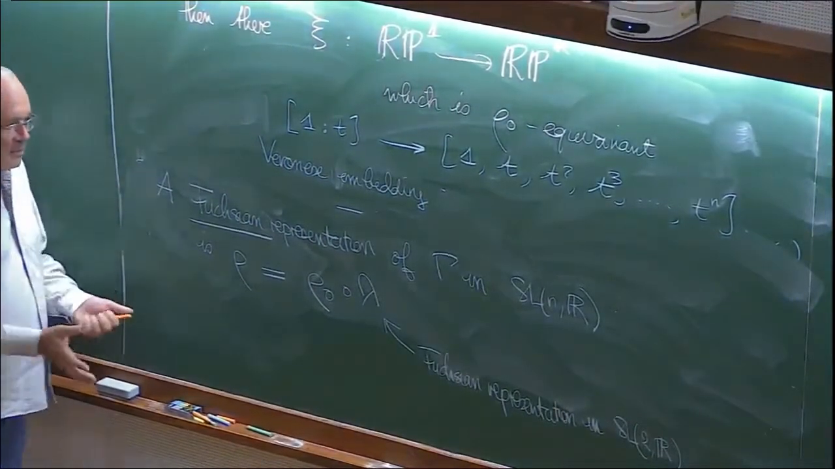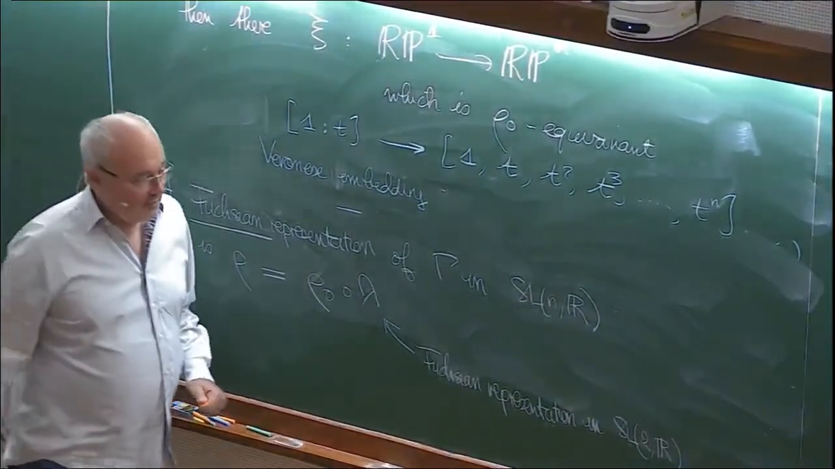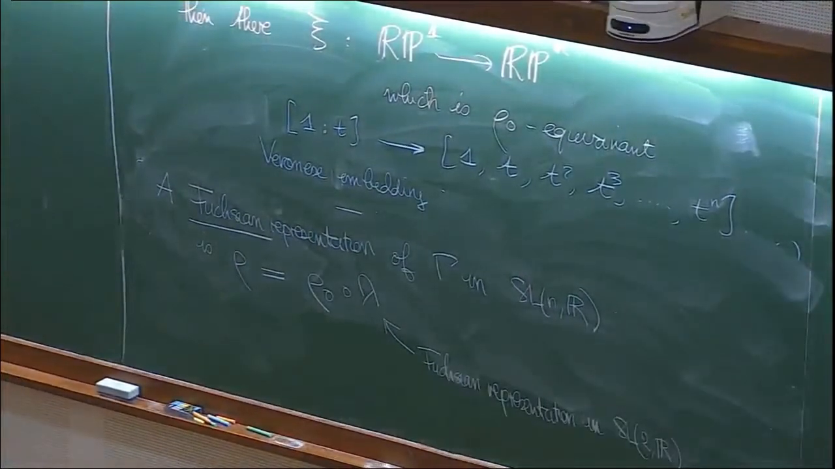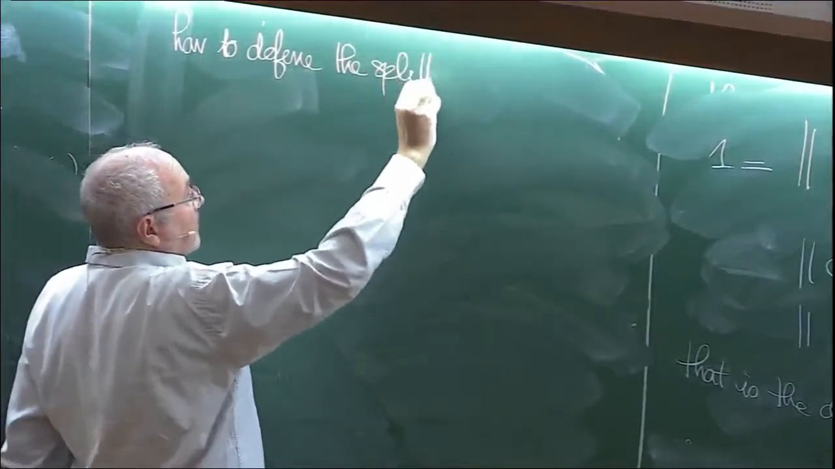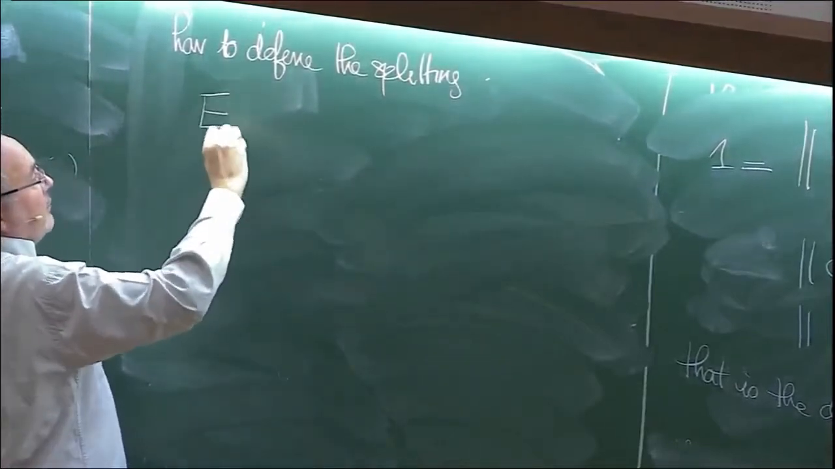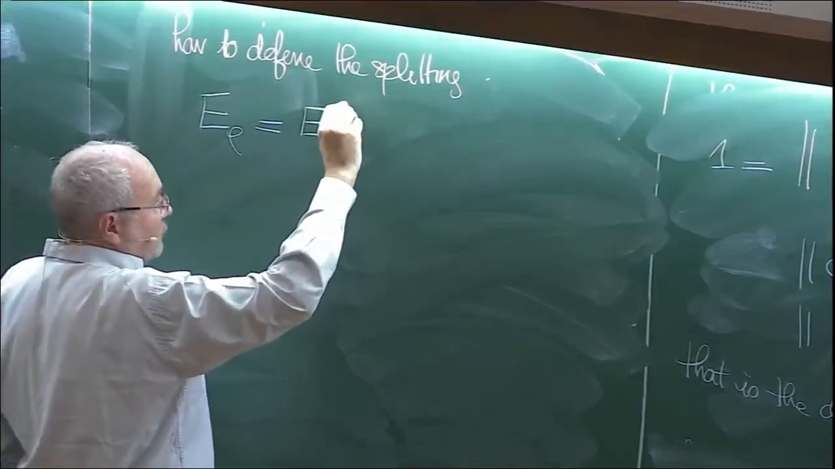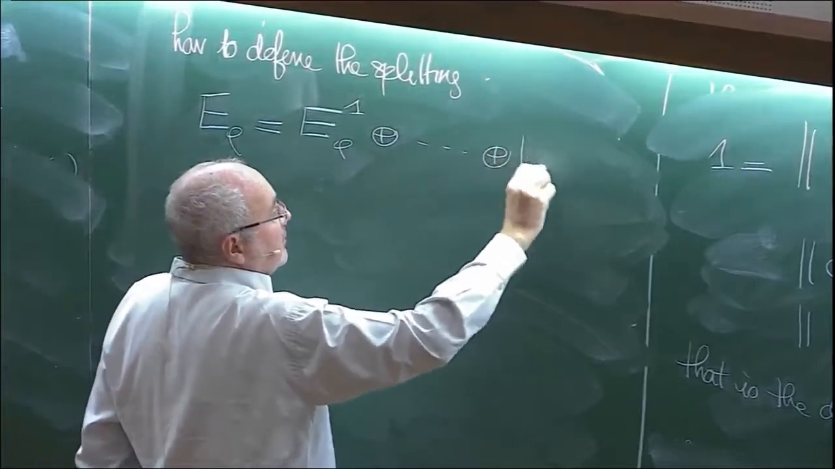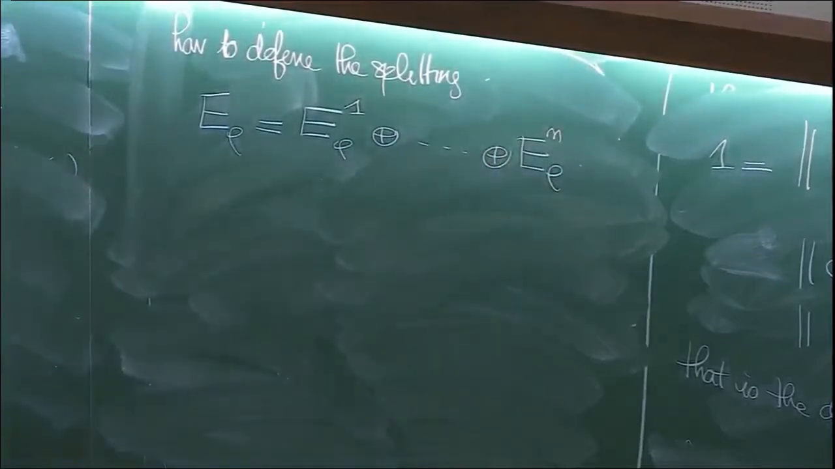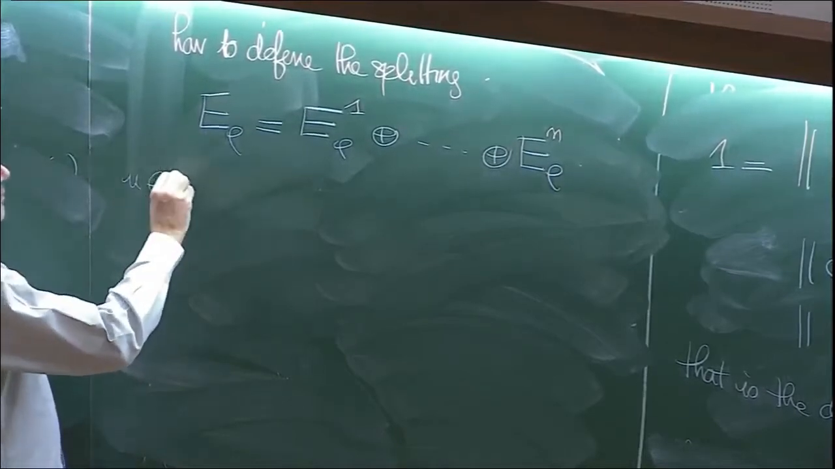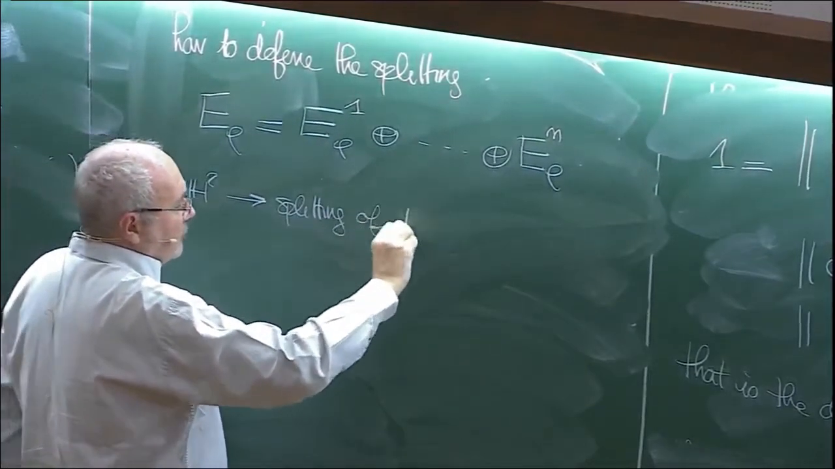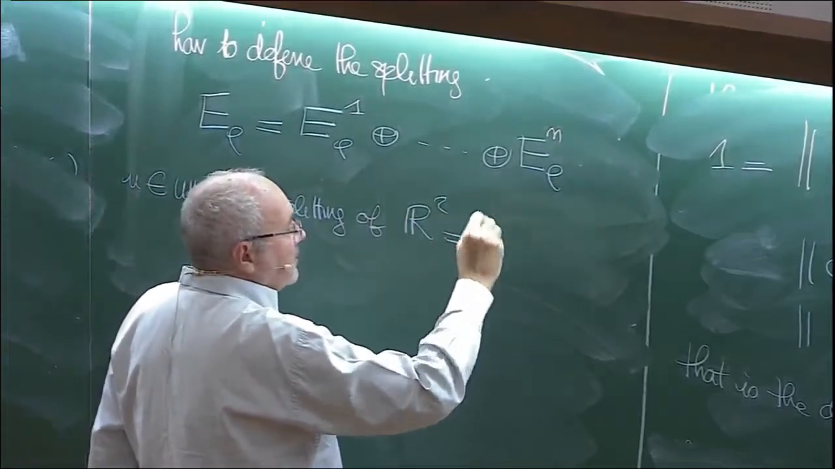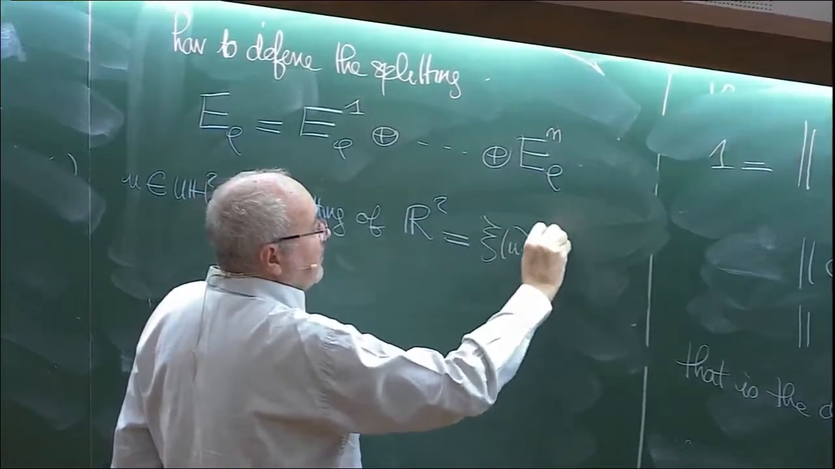So now I want to explain that this representation is Anosov with a definite splitting. So why is it so? It's going to be a splitting of E_rho, which is going to be a full flag splitting. So you have E_1 rho plus ... plus E_n rho, right? So remember that if I have u in H^2, this defines a splitting of R^2 as psi(u) plus psi star(u).